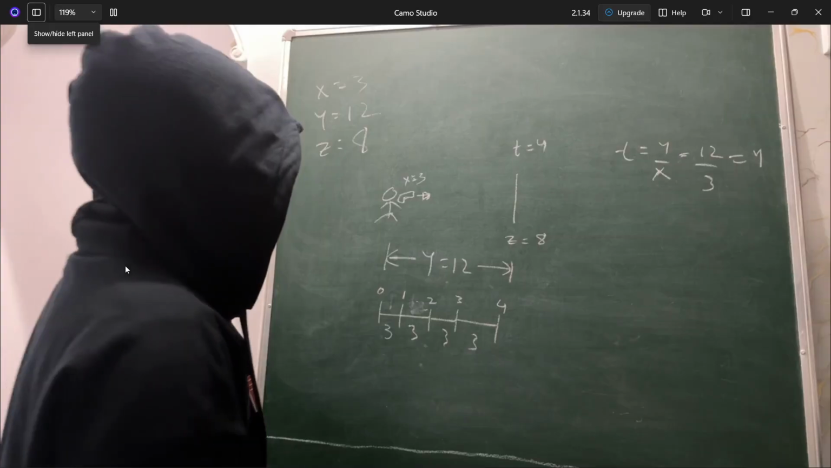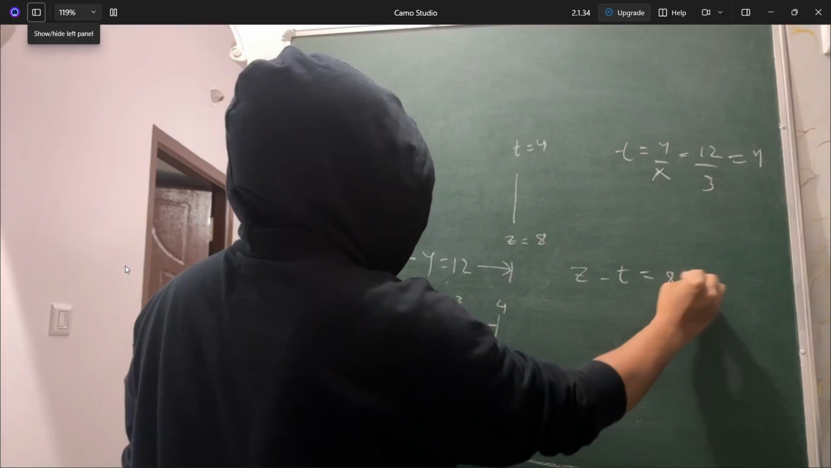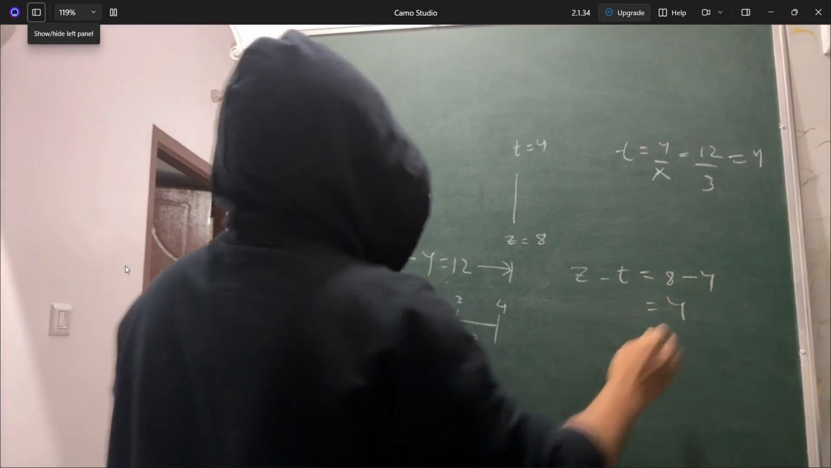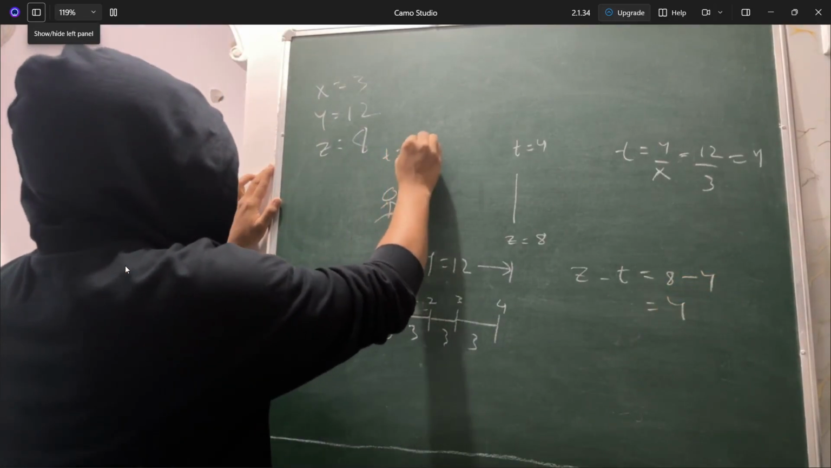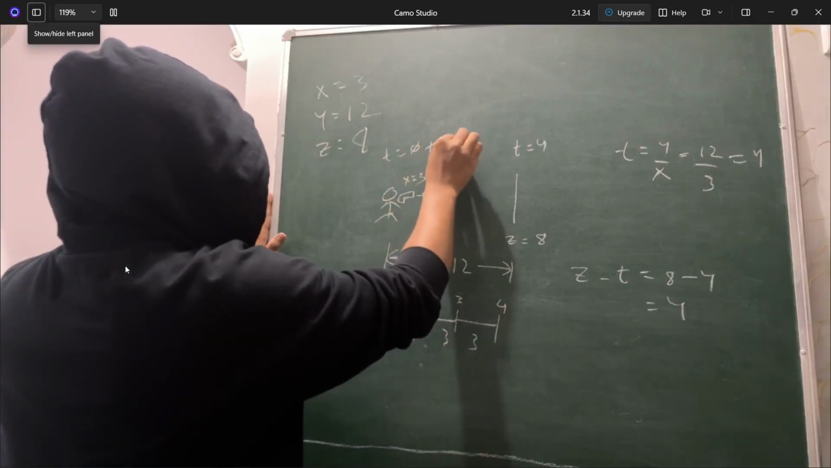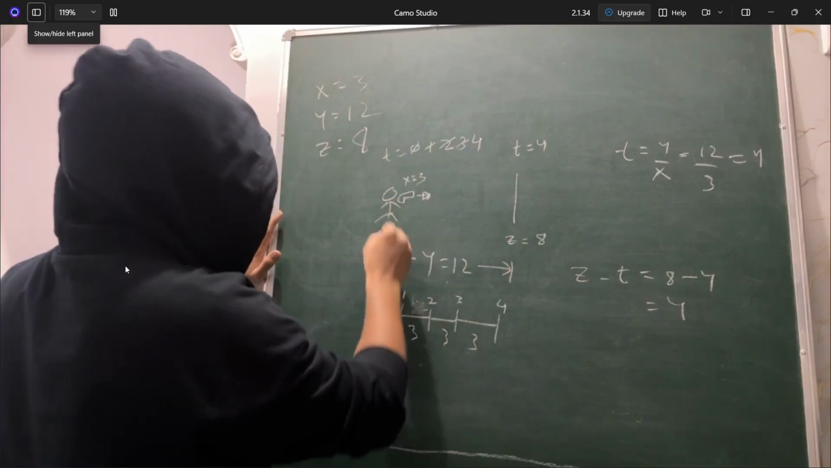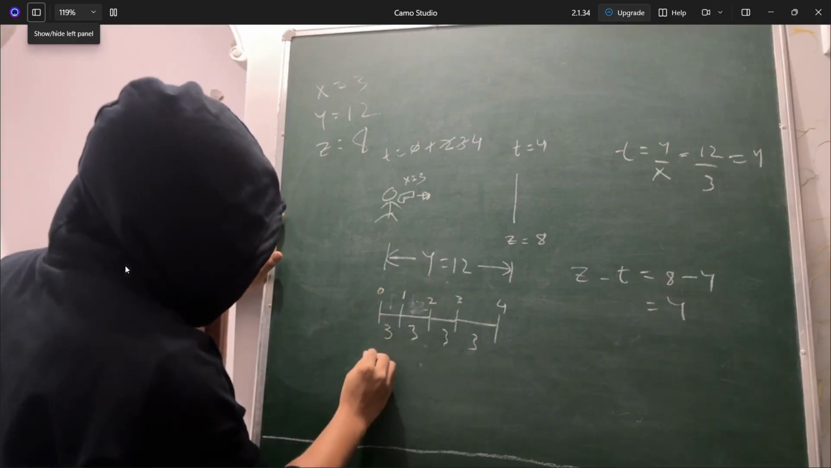8. So for how long should we wait? If we do z minus t, that will be 8 minus 4, that is 4. Now let's say our time is 0, we will not shoot our bullet. When time is 1, we are not shooting. When time is 2, we are not shooting. When time is 3, we are not. When time is 4, we will shoot now. At the 4th second, we will shoot.